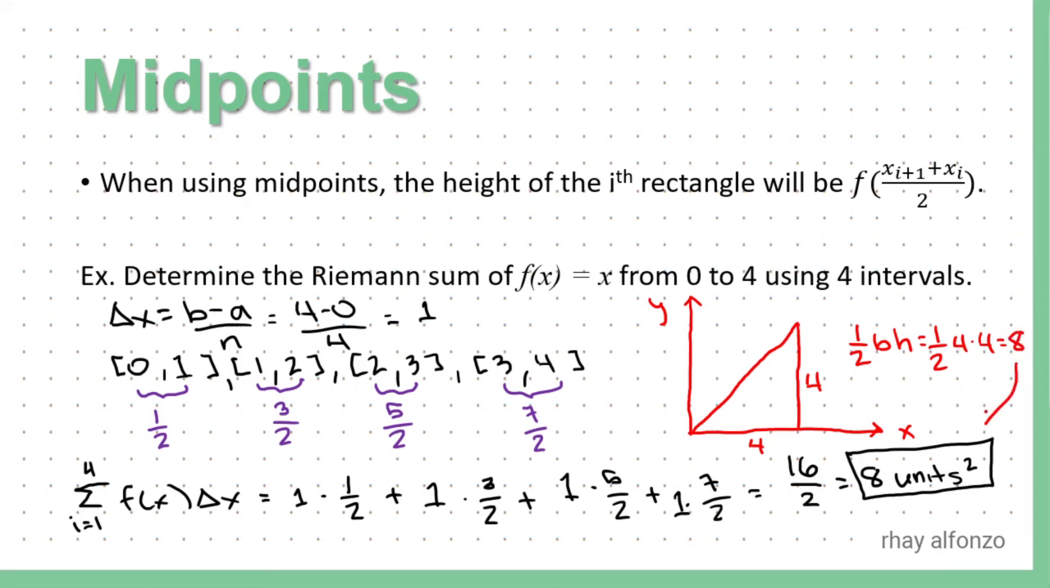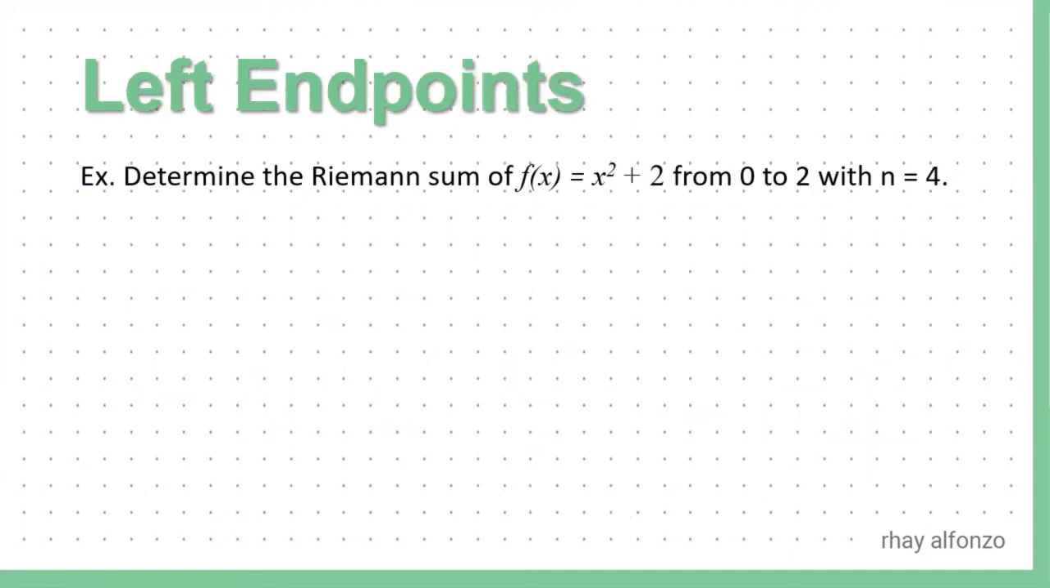So among the three Riemann sums, using midpoints is the most accurate. And now to further enhance your mastery of this topic, let's do some additional examples.